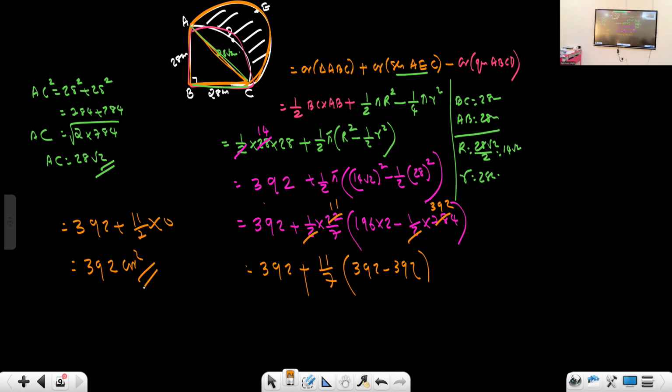Question number 11 after this. Read the question, then draw the diagram. 11th question.